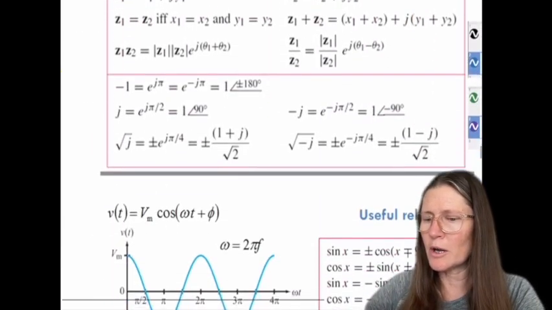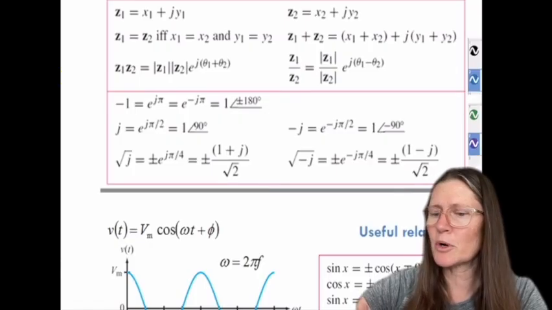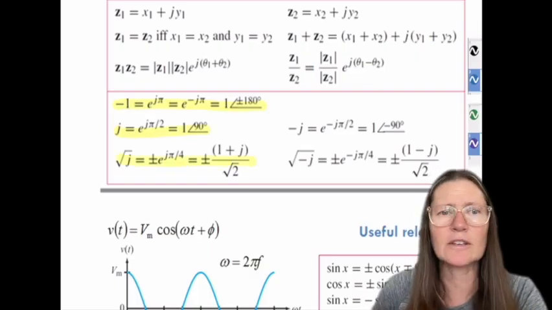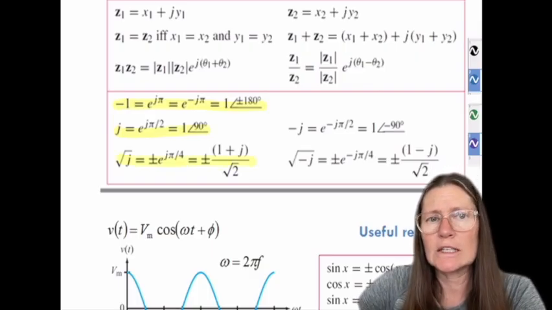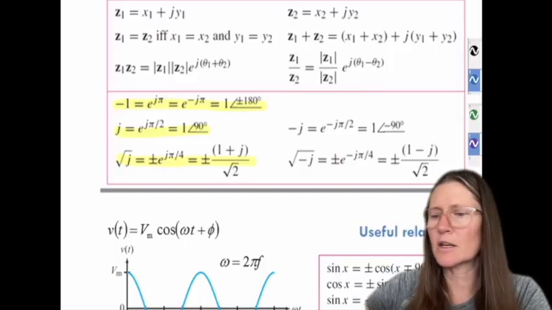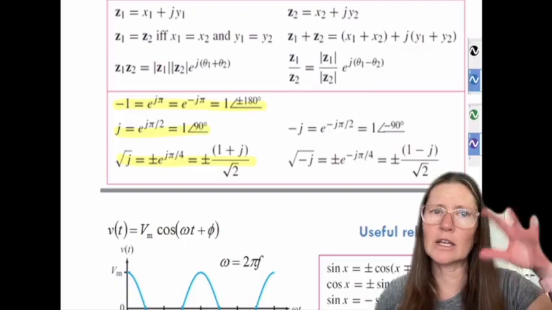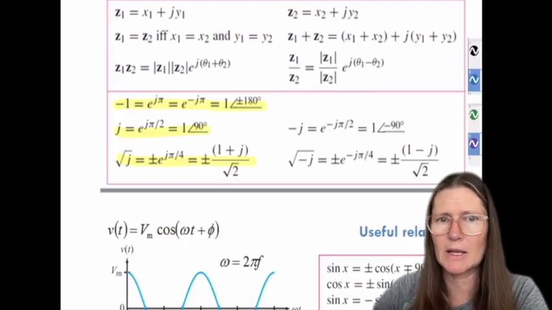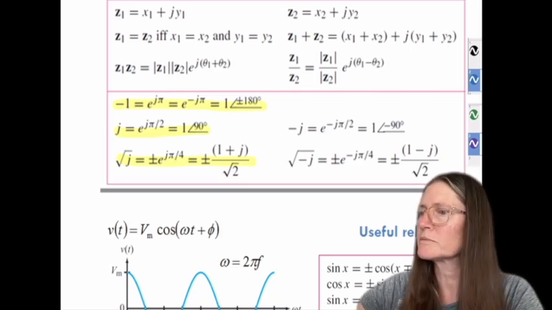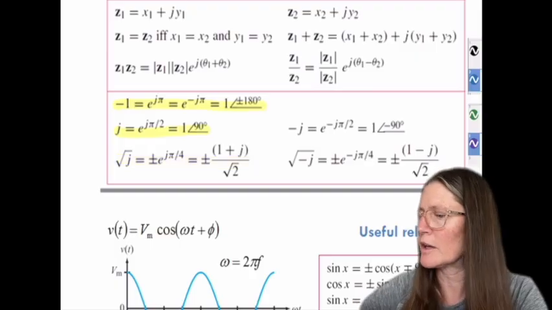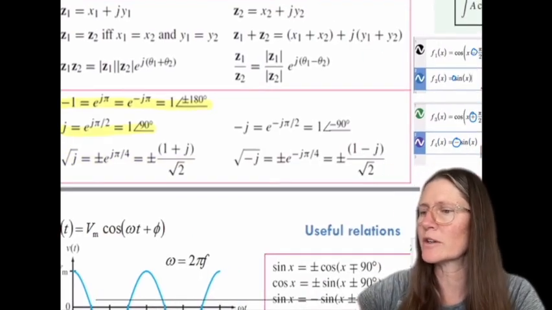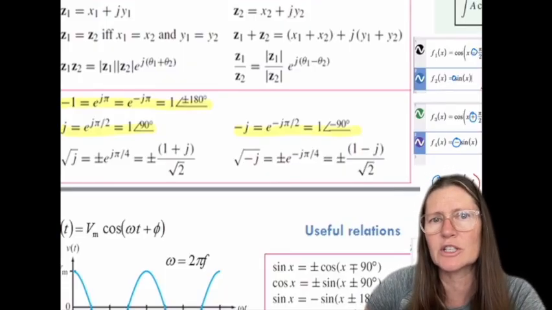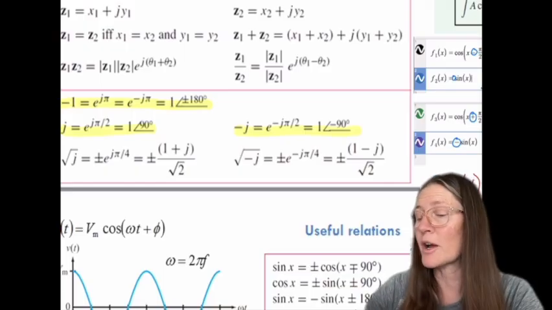The other properties that are very important to remember: j is equal to e^(j90 degrees), or pi over 2, and then -1 is 180 degrees, so it's e^(j pi) or e^(-j pi). And then minus j is the other one that is very important. Minus j is e^(-j90 degrees), or e^(-j pi over 2).